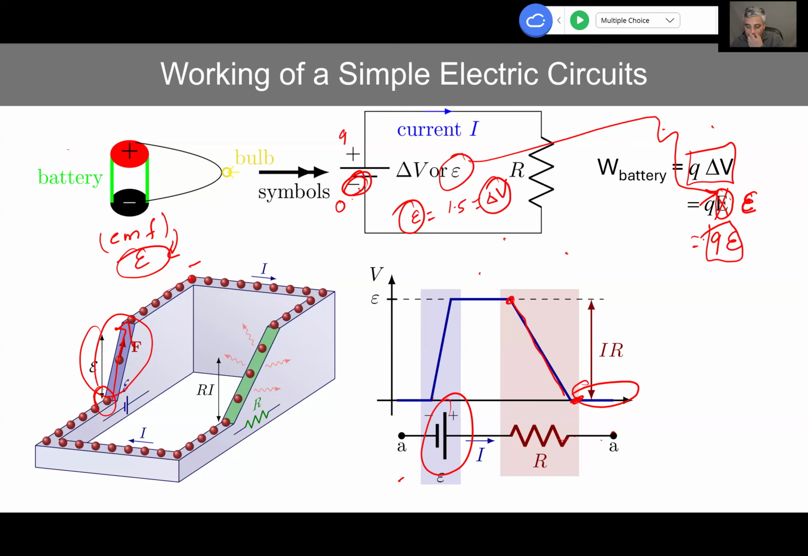When a battery does not have resistance, we say it is an ideal battery, like a superhuman.